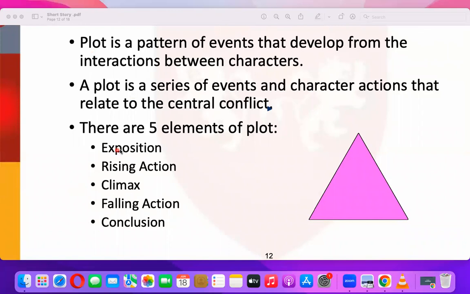And the plot has also 5 elements. We have exposition, raising action, climax, falling action, and conclusion. وبناخذ المثال as a triangle. So كل واحد في هذه elements عندها عنصر. For example, the exposition. Exposition is the base، القاعدة. تكون عندي هنا في القاعدة. هي بداية القصة. Okay. الأساس.